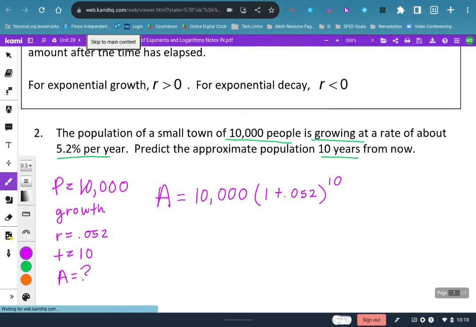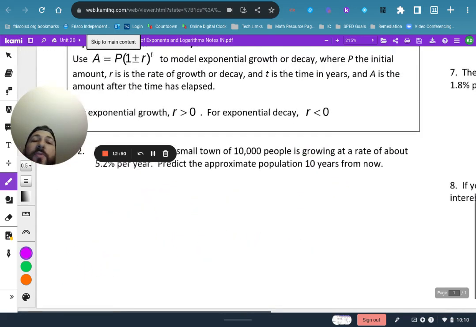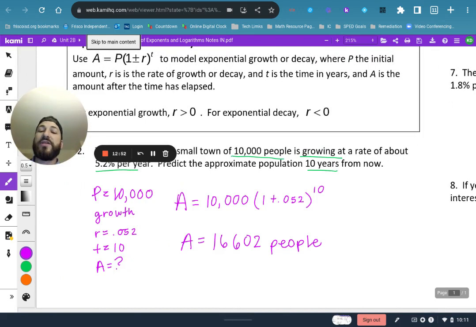So 16,602. And even if you did 16,601, because you're like, Mr. Arbona, we didn't actually reach the 16,602nd person, we only have 0.88, 16,601 would also be fine. I'm not really going to be that picky when we're going for these answers here.